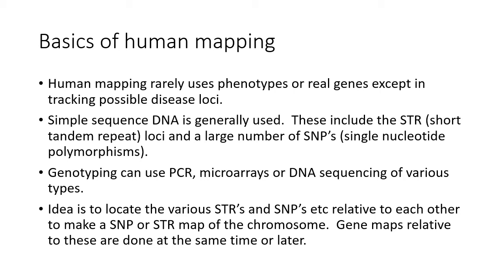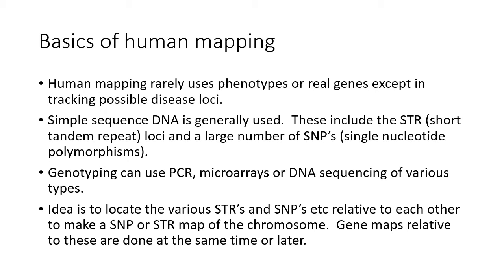Okay, so the mapping usually does not use phenotypes, and we don't do reciprocal crosses, and we don't do crossing times a homozygous recessive, because obviously we can't do controlled human crosses. So we're kind of stuck with what nature gives us. And moreover, we don't usually use actual genes and phenotypes for maps, except when we're discussing a disease locus.